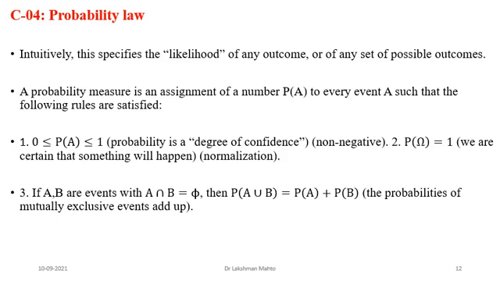Try to understand this. If A and B are two events and there is nothing common between A and B, that means A intersection B is the null set, then we can easily calculate the total probability of A and B. That means the probability of A union B is just the sum of the corresponding probabilities: P(A union B) equals P(A) plus P(B). That is talking about mutually exclusive events. They add up their probabilities to get the total probability.